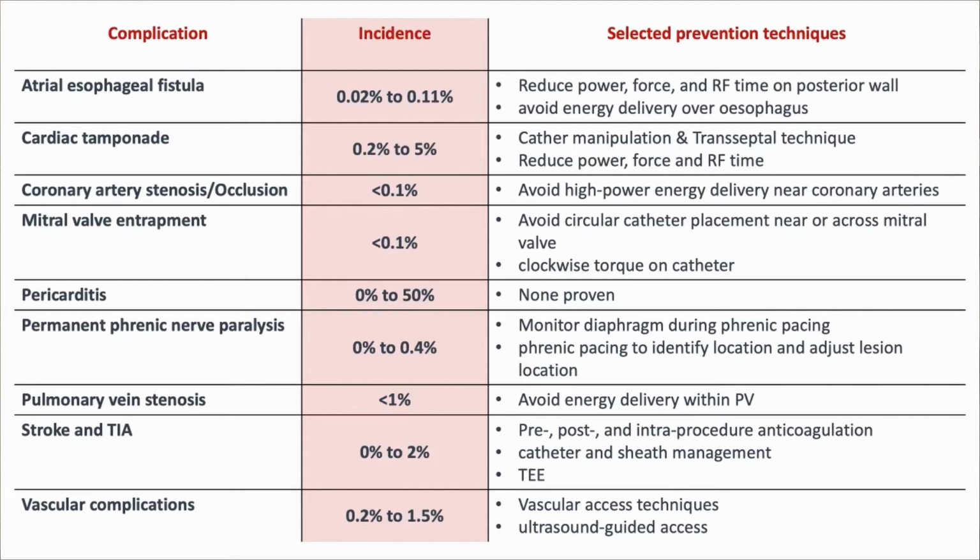Lower rate complications include pulmonary vein stenosis or diaphragmatic nerve damage, atrioventricular block, mitral valve damage, pericarditis, or vagal nerve damage. Selected prevention techniques consist mainly of controlled power and force on the posterior wall, catheter manipulations, monitoring of the diaphragm during phrenic pacing, and ultrasound-guided venipuncture.